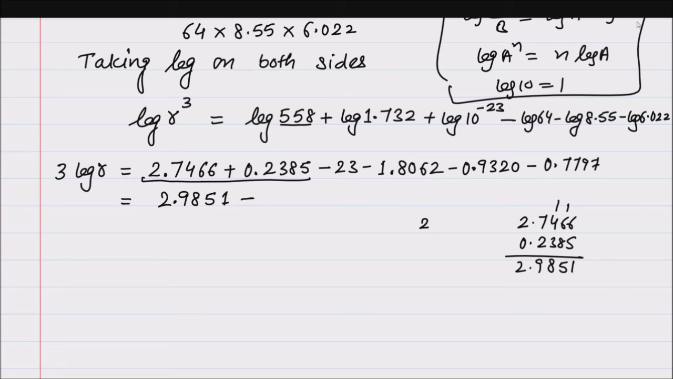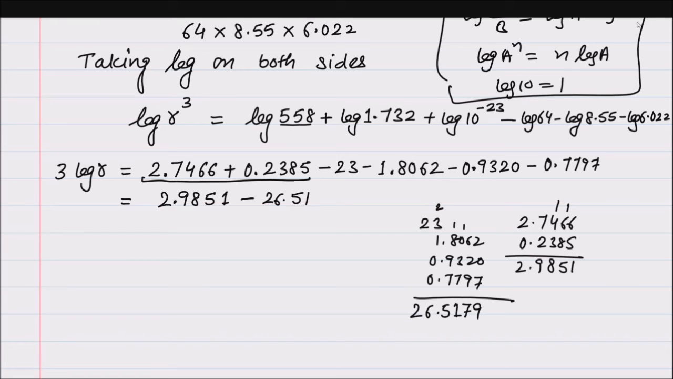Minus now 23, 1.8062, 0.9320, 0.97, sorry, 97. So the value is 26.5179, right?